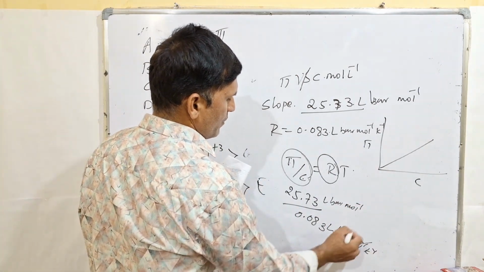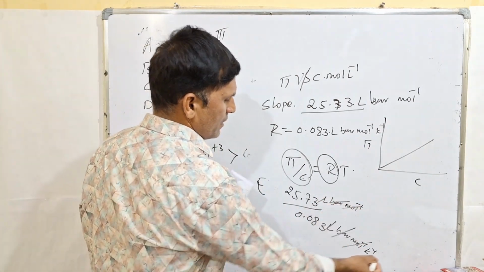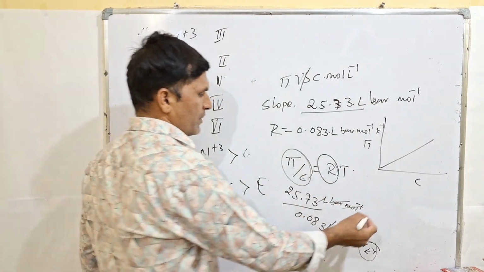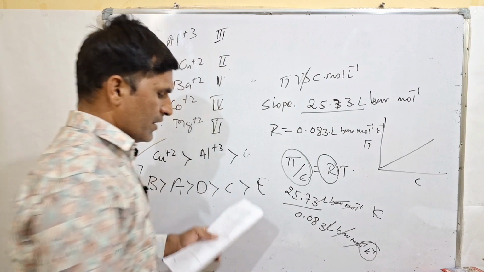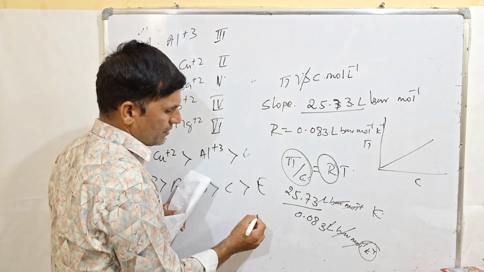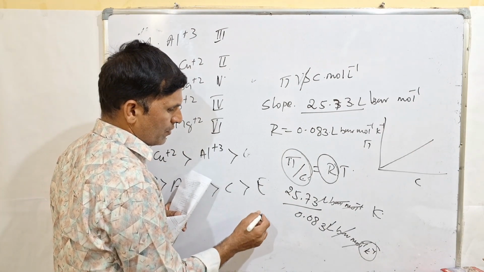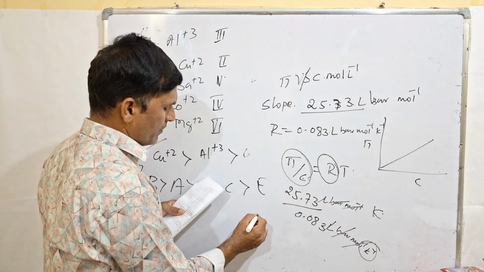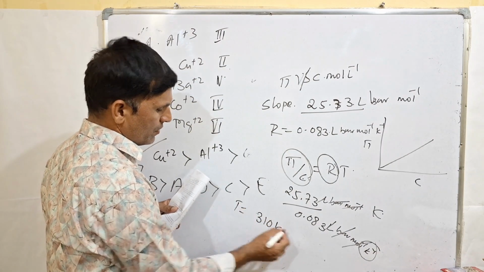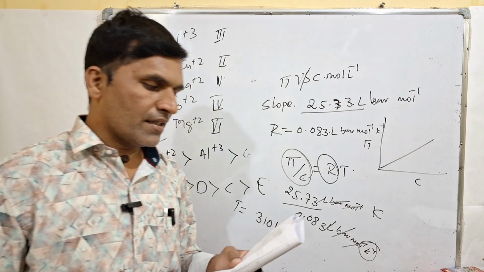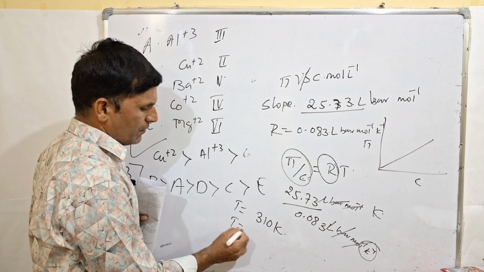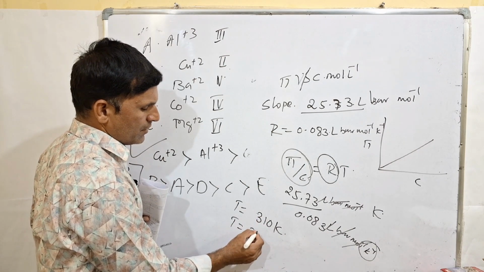Per mole, bar, liter, all these will get cancelled, and your unit remains per Kelvin. If you take it to the top, it will be Kelvin, and your temperature comes out in Kelvin. You will get 310 Kelvin as your answer. But the options are given in degrees Celsius, so you convert that into degrees Celsius.